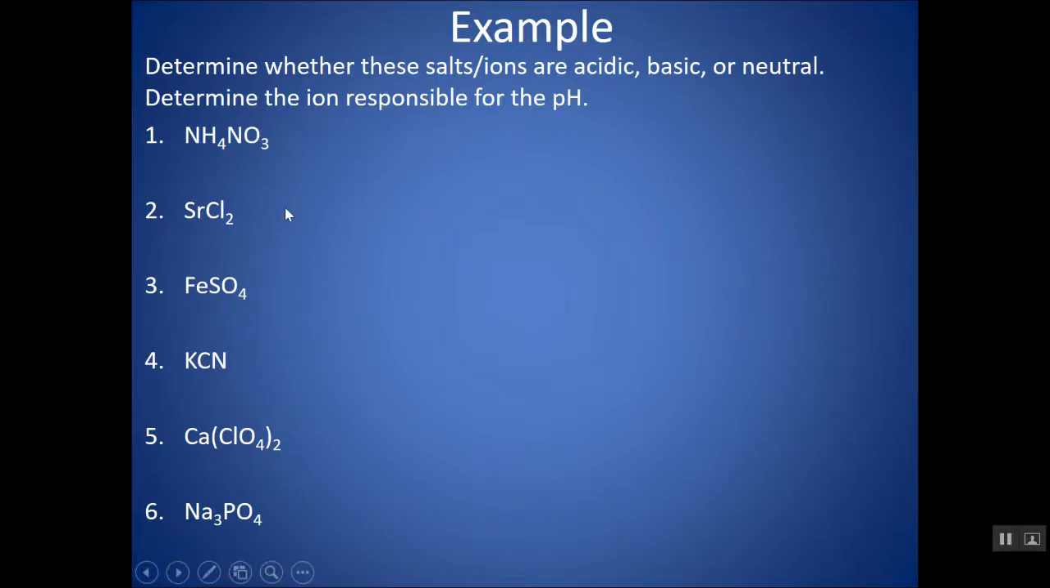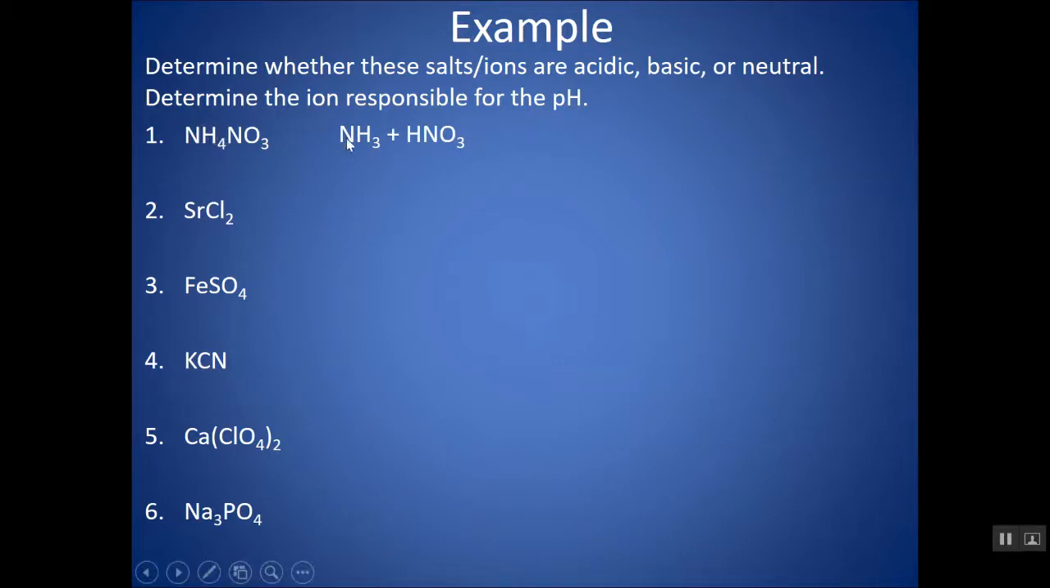For each of these, I'm going to pause the video, try it first, determine if they're acidic, basic, or neutral, and then tell me which ion in the salt is actually responsible for the pH being acidic or basic, if it is one of those two. So for number 1, NH4NO3, let's figure out what acid and base made that. That must have come from NH3 and HNO3.